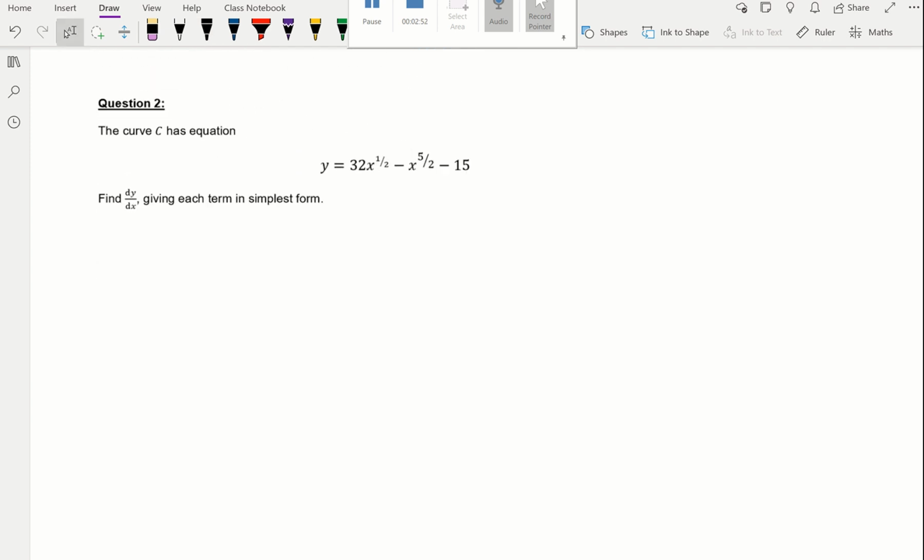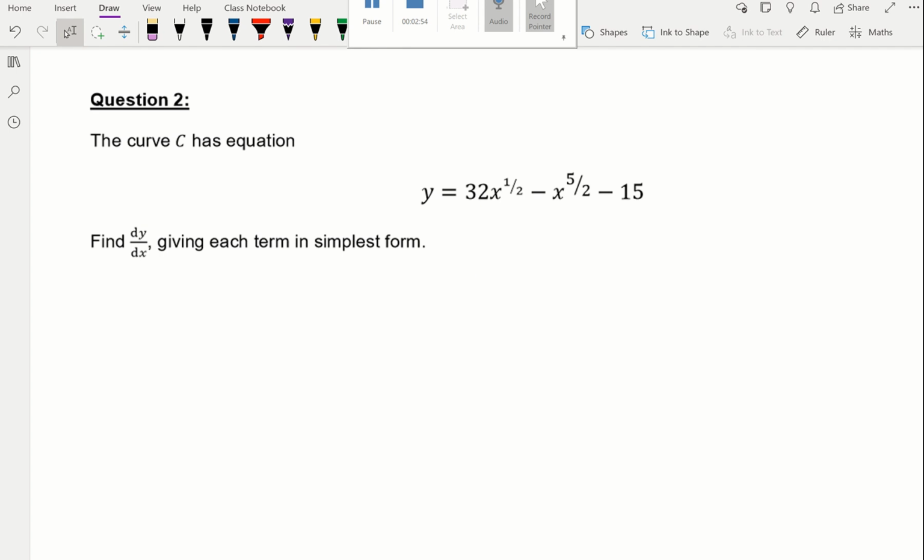Question 2 says the curve C has equation. It gives you the equation, and it says find dy over dx, giving each term in its simplest form. So you would multiply the power by the number. So you have a half times 32, which is 16, so 16x. And then you take 1 away from the power, so that becomes negative a half.